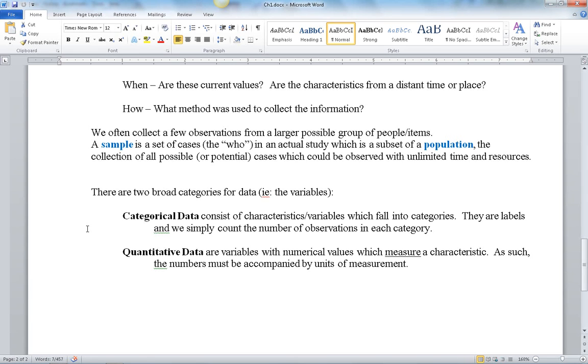So hopefully that gets you started. What we're going to do is start in the next couple of chapters talking about if we have categorical data, what can we do with it? And if we have quantitative data, what can we do with that? And then move on from there.